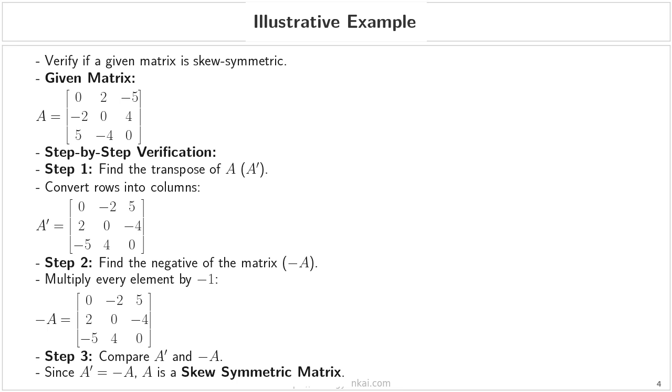Now that we have established the theoretical definition and the critical rule regarding diagonal elements, let us apply these concepts to a practical example to see how they work in tandem. Keep this process in mind, as we will soon look at a real-world analogy to understand why this mathematical property is useful, and we will also discuss some common pitfalls to avoid during these calculations.